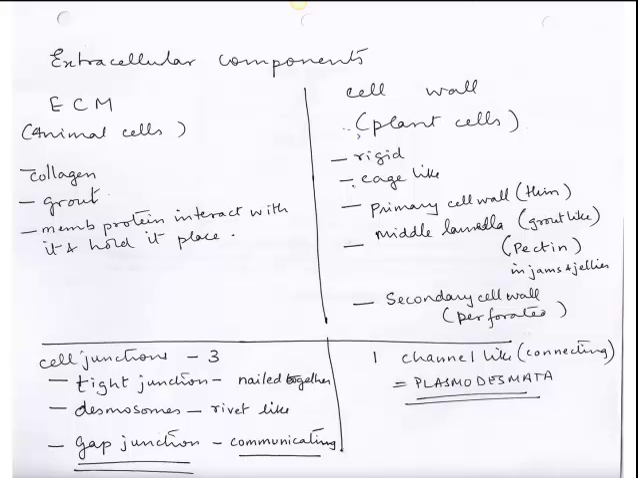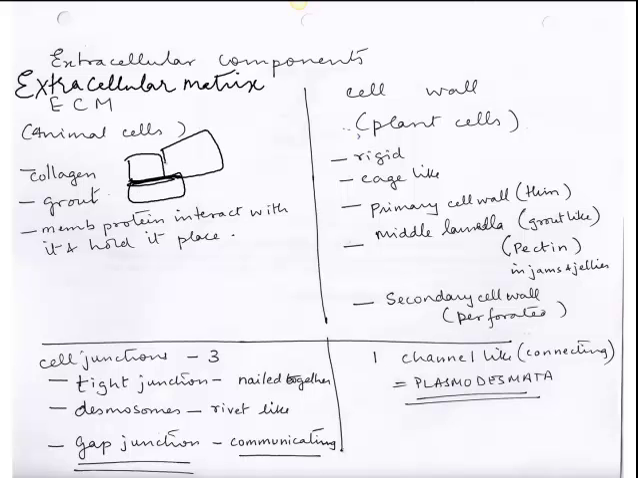Okay, it's called extracellular matrix. Now, extracellular matrix is very commonly seen in animal cells. It is made of collagen. Okay, and I would like you to think grout, kind of between two tiles. If I need to join them up, I would put grout, right? So extracellular matrix is something similar to that.